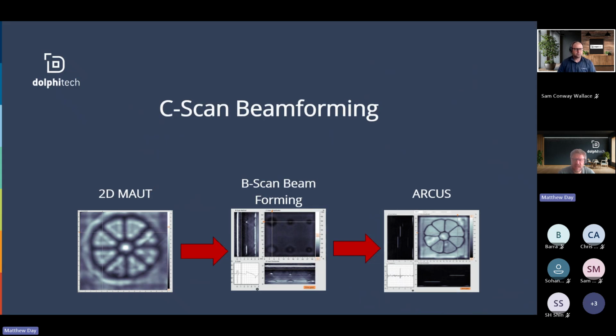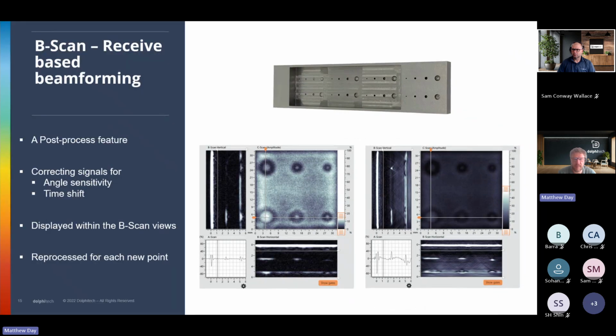So now, back in 2009, when the Dolphycam 1 was originally conceived and we brought out the 2D matrix array, that was revolutionary in its own way. But then very quickly we moved into B-scan forming, so beam forming. This is a way to correct the signals for angle sensitivity and time shift as well, so that you can actually pick out defects that might ordinarily be missed. It was a really great example of the technology.